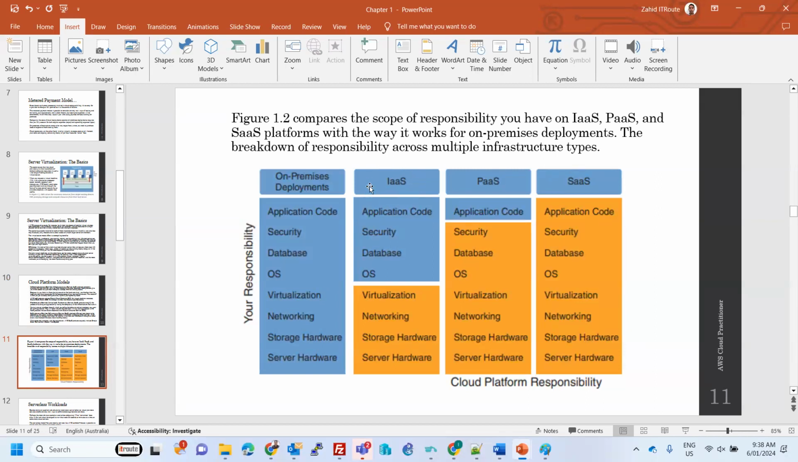But when you go to infrastructure as a service, we manage the application, security, database, and operating system. The cloud platform responsibilities like virtualization, networking, server hardware, and storage hardware are managed by the service provider, which is AWS. And you can see with platform as a service, we only manage the applications, and the rest is managed by the cloud provider. With software as a service, everything is managed by the cloud provider. We just manage our data. Let's say Microsoft email data, they provide everything. OneDrive, you just put in everything, but they manage the backend. You just manage your data.